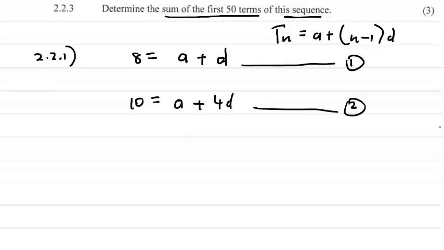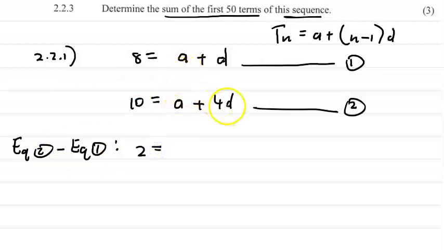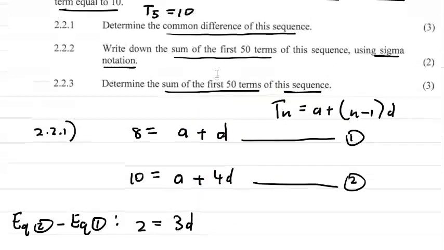So the easiest way for me to get rid of one variable would be to say equation 2 minus equation 1. Equation 2 minus equation 1 would yield the following results. 10 minus 8 is equal to 2. A minus A, the A cancels off, and 4d minus d is 3d. Therefore, d will equal 2 over 3. Now, I can solve for A. Although they don't ask me for that, I think they just ask me for the common difference. And I've solved the question, but let's find A one time.